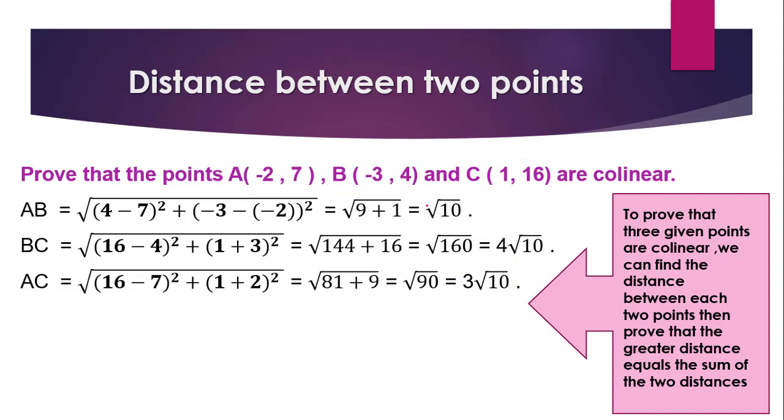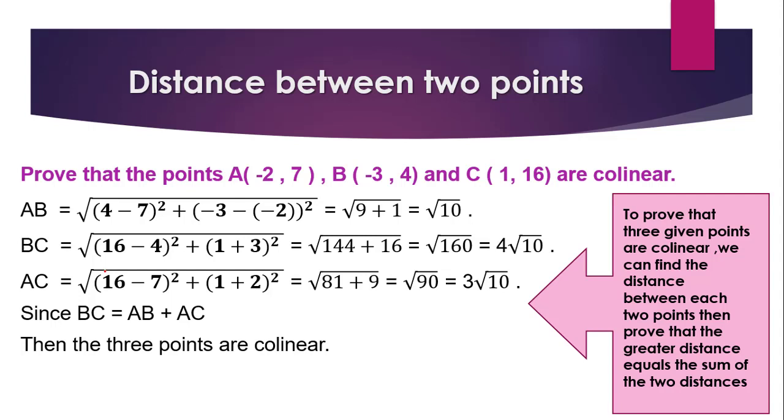So the 3 points are collinear. Why are they collinear? Because BC equals AB plus AC. So if you want to prove that the 3 points are collinear, imagine that the 3 points form a triangle and calculate the distance between each of them. If the summation of two sides is equal to the third, it means this is not a triangle. The 3 points are collinear.